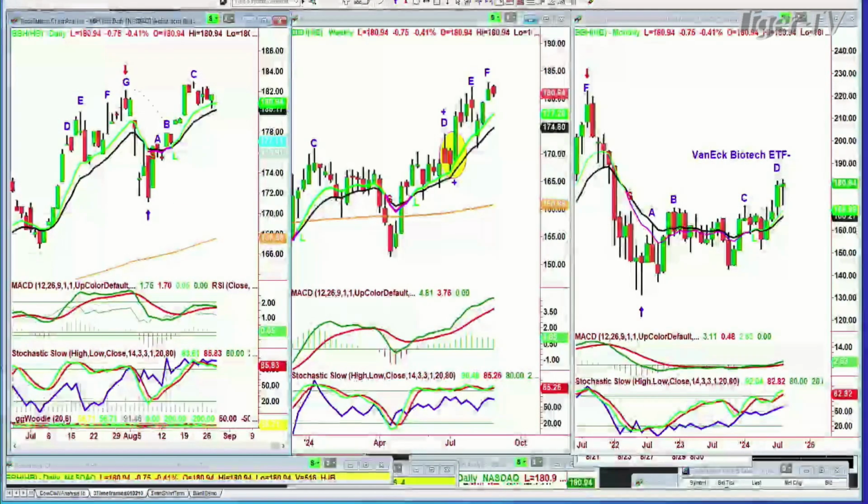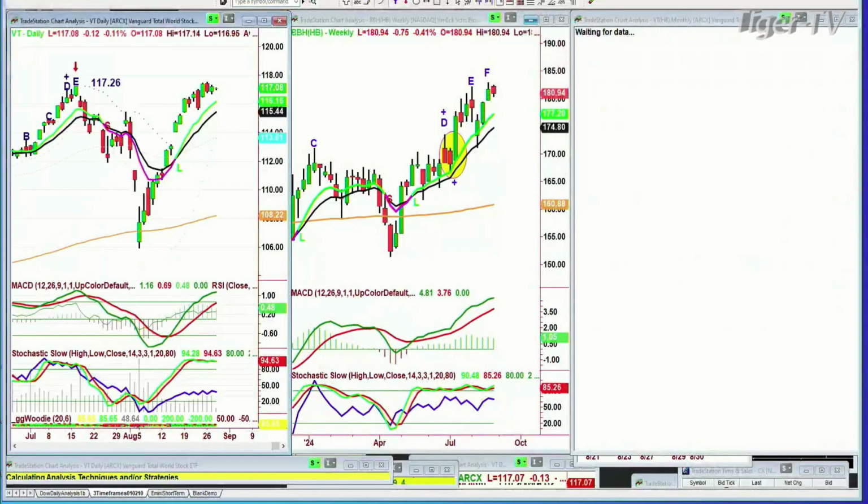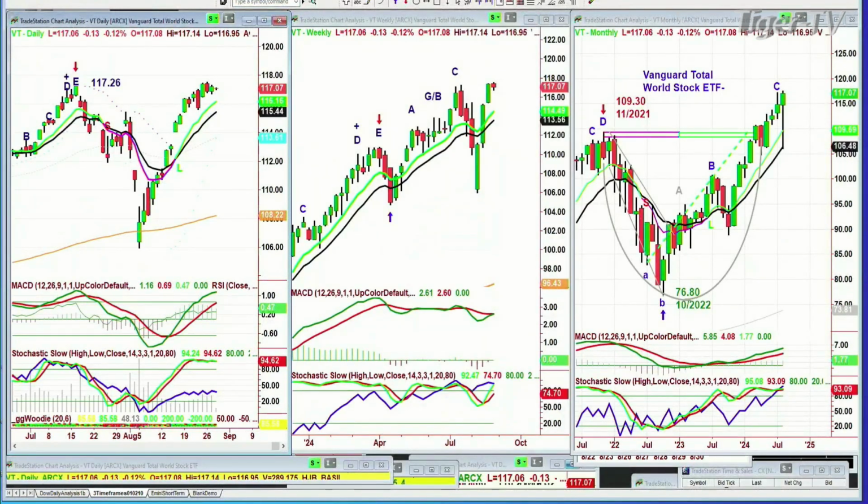Next thing I wanted to show you, VT. This is the Vanguard Total World Stock ETF. So it makes a leg C, all-time high this month. It did that 3 days ago. 117.26 was the high back in July, pulls back very sharply to 106, comes all the way back, and I haven't updated this. This is a leg A, possibly, yeah, it's a peak A. And because it went to an all-time high, I have to double check that.